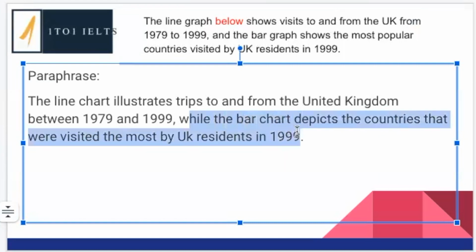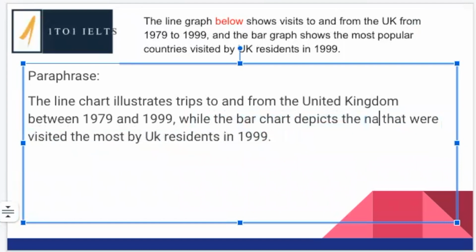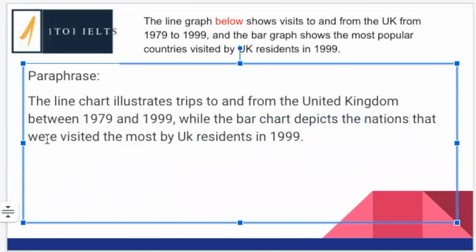By doing this, I've changed the sentence structure. And now I've changed the sentence structure. Let's go back and look at common synonyms. So countries, a common synonym for country, is nations that were visited. So, that were visited the most. By changing the sentence structure, we don't need to change anything here.